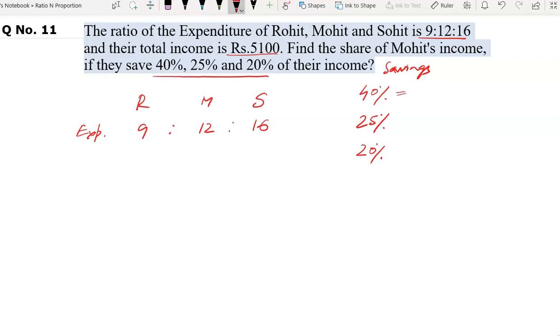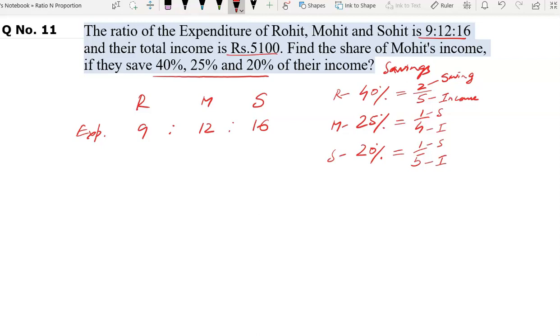So 40% in fraction we know it's 2/5, 25% is 1/4 and 20% is 1/5. Now this is savings and this is the income. In the same way, 1 is saving and 4 is income, 1 is saving and 5 is income. This is Rohit, this is Mohit and this is Sohit.